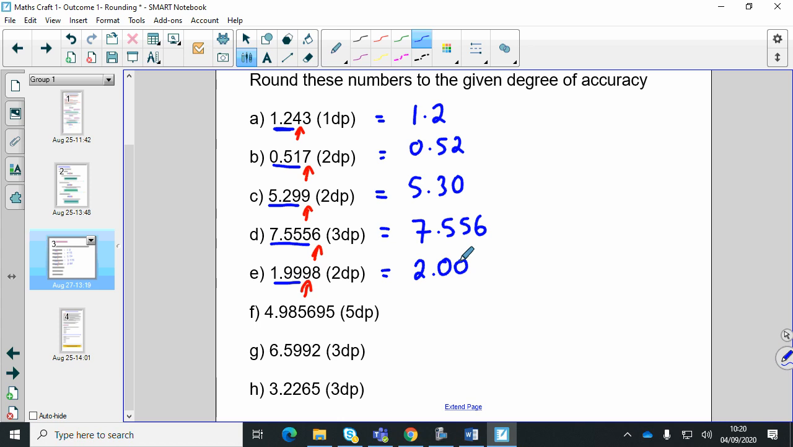Okay, this one to 5 decimal places. So that's 5 decimal places there, 4.98569. And then we've got this 5, and because that is 5, the 5 rounds things up. Okay, so that's going to round the 9 up by 1, so that's going to become 4.98570.